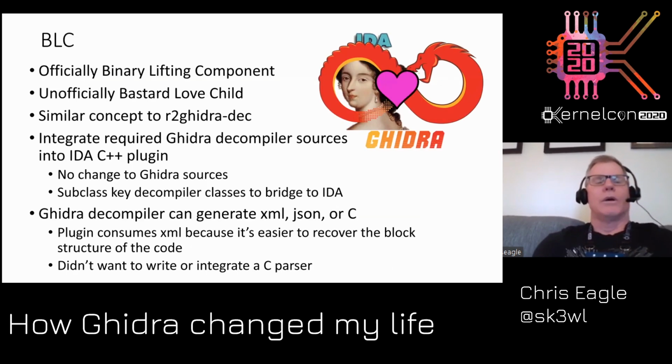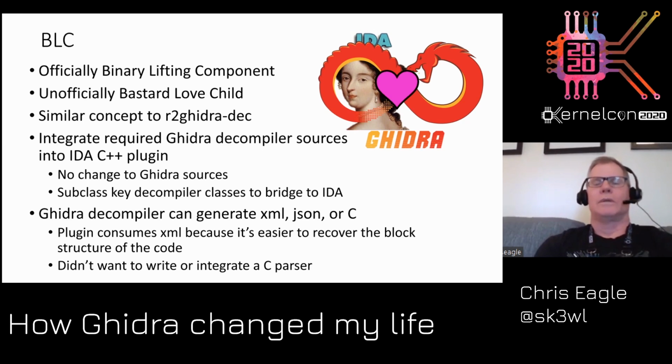All right, BLC. I just ginned up a quick logo. Everybody else had a logo, so I threw this together. BLC is, I suppose, the official, not offensive name is the binary lifting component, but the more appropriate name is the bastard love child of Ghidra and IDA. Hence the logo. And similar to the Ghidra integration, what I've done here is taken the Ghidra sources for the decompiler, the C++ sources, and integrated them into an IDA plugin.